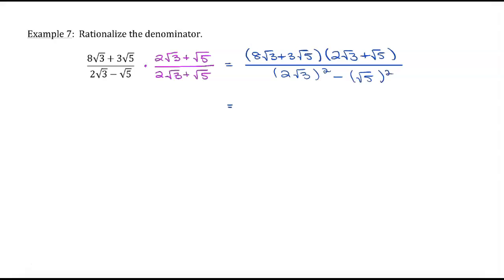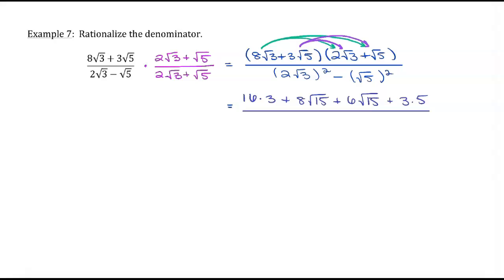Distributing in the numerator, we first have 8 root 3 times 2 root 3, or 16 times 3. Next, we have 8 root 3 times root 5, or positive 8 root 15. Next, we have 3 root 5 times 2 root 3, or positive 6 root 15. And finally, 3 root 5 times root 5, or 3 times 5. In the denominator, we have 2 root 3 squared. 2 squared is 4, and root 3 squared is simply 3. And we have a negative root 5 squared, and root 5 squared is simply 5.